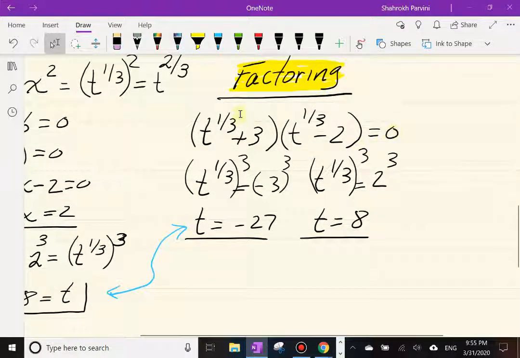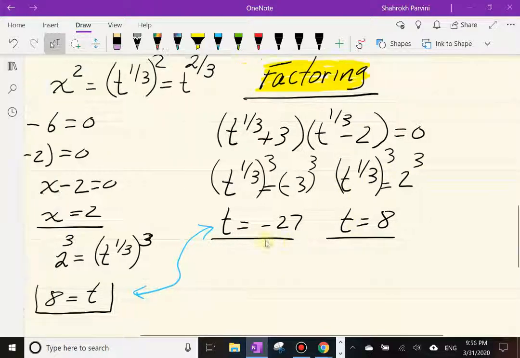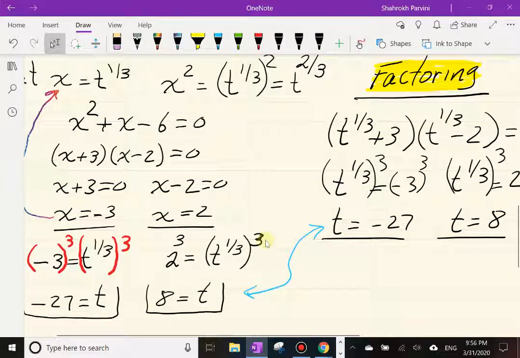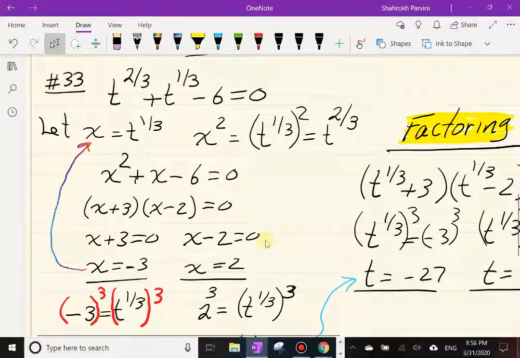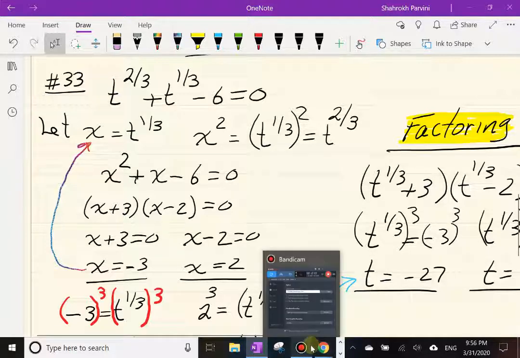And then again, we said each factor equals 0. Move 3 to the other side of 0, it becomes negative 3. Cube both sides, we get the same results. t to 1/3 minus 2, move negative 2 to the other side, it becomes 2. Cube both sides, 2 cubed is 8. t to 1/3 cubed is t. And there you go, we have solved this equation also. And that is how we solve equations in this section. Again, you can use factoring, or you can introduce a new variable and write the reduced equation as a quadratic equation and solve it. And with that, we are done with this section.